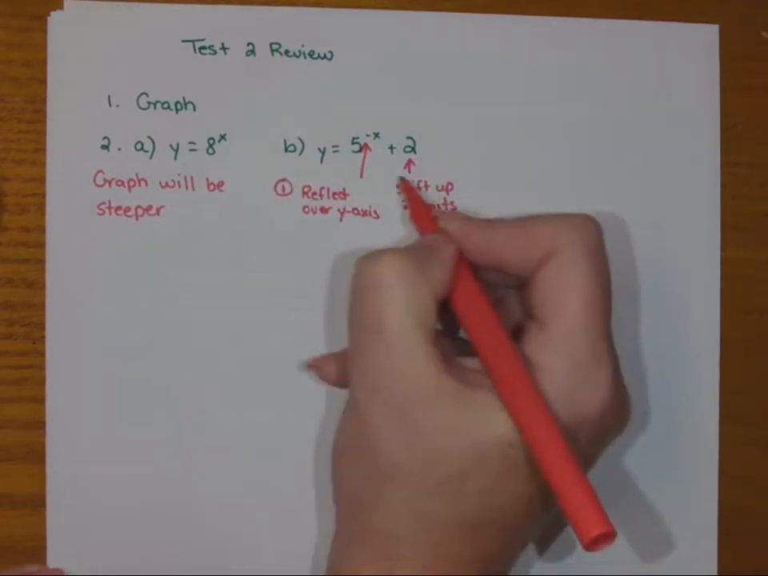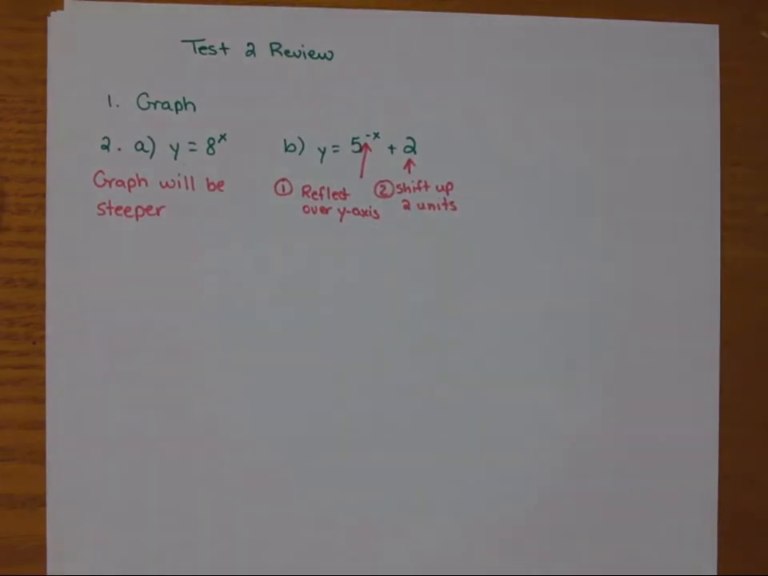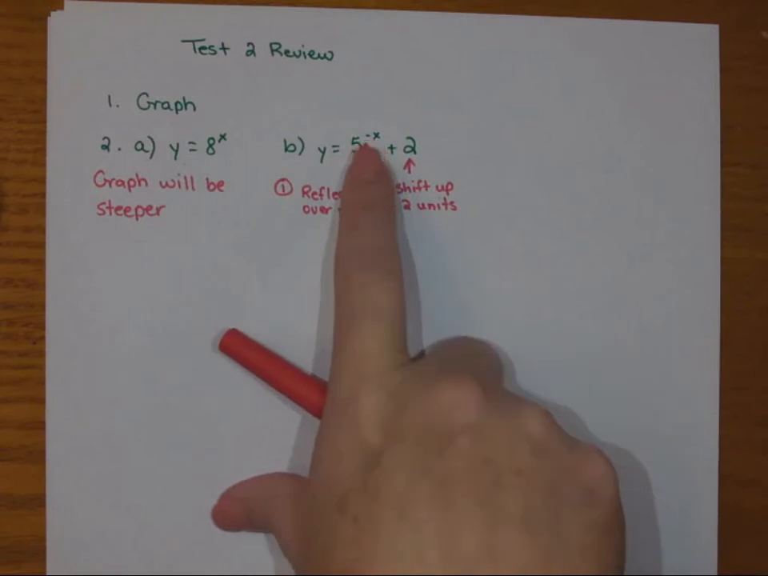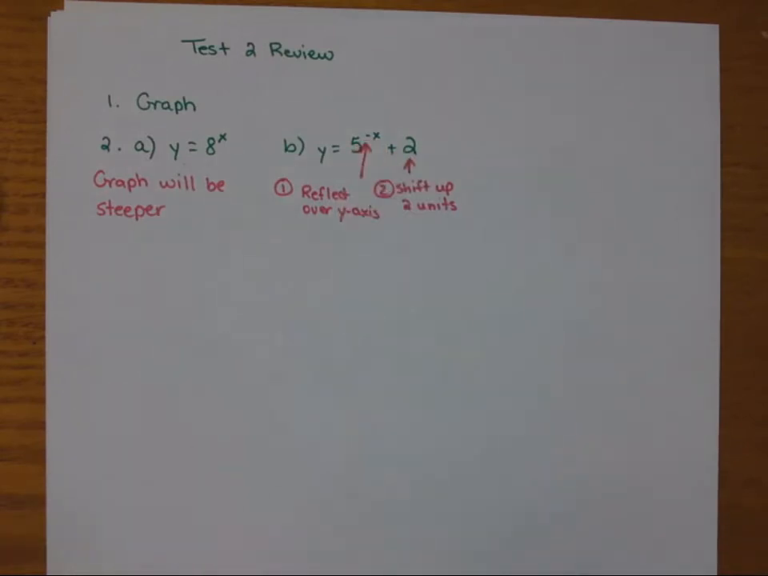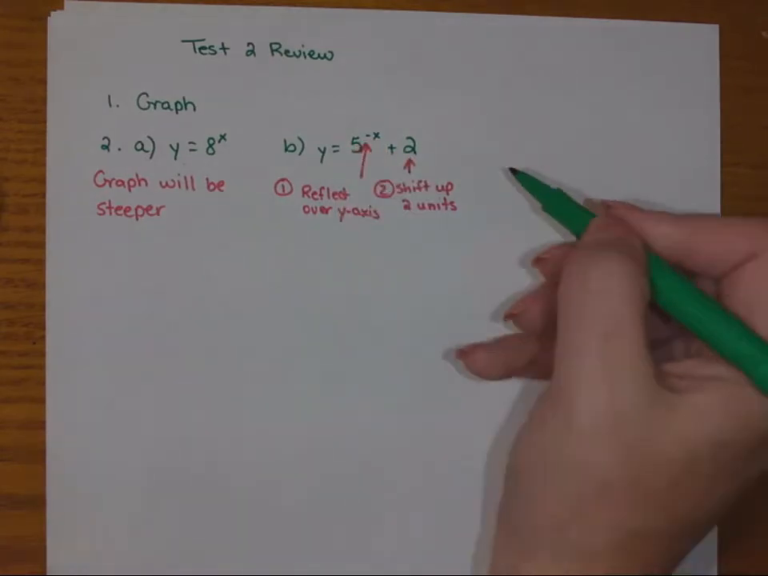And since there are 2 changes here, I'm going to number them here. Remember, we always reflect before we shift up or down. Think of it like you work from the inside out, remember? So this is on the outside, so it's the shift or change that happens last.